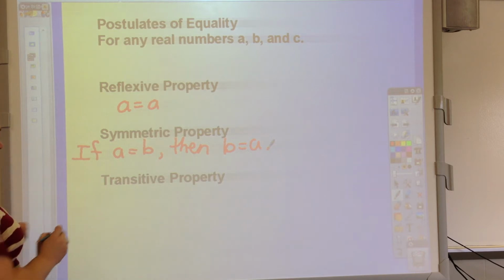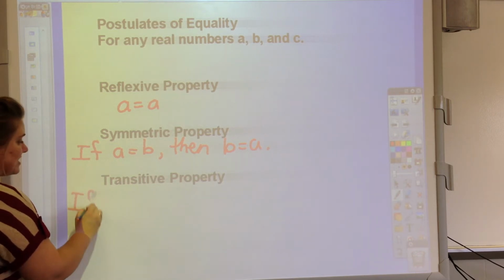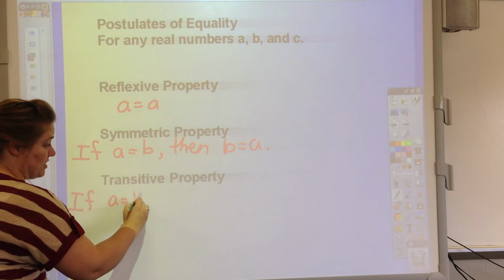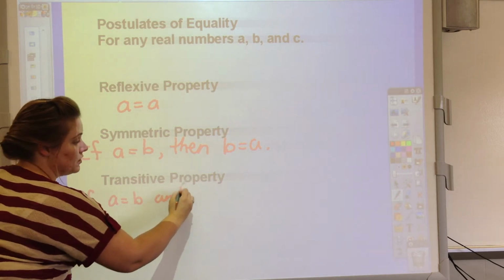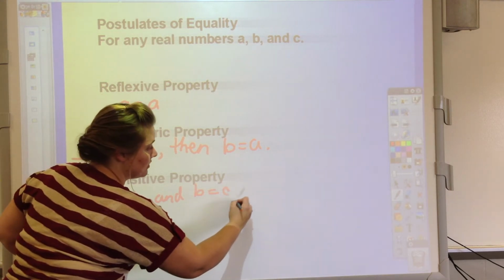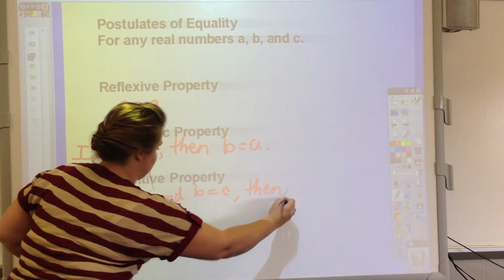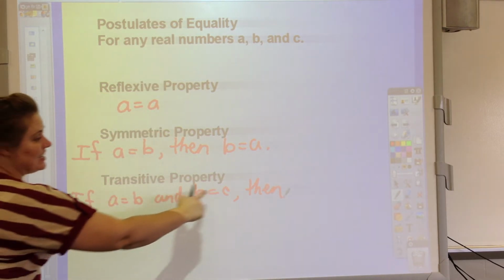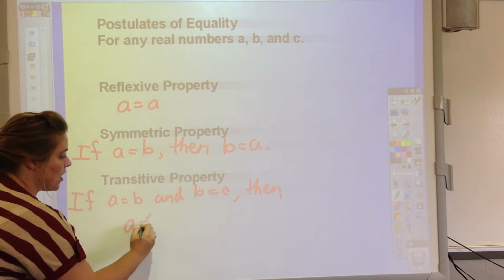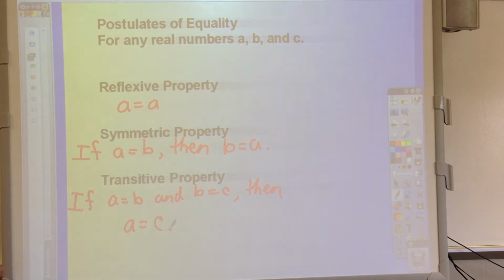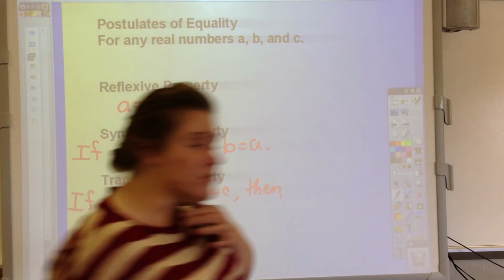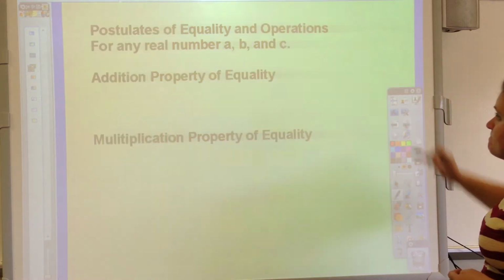The transitive property is a little bit longer. It says if A equals B and B equals C, then I can say that A equals C and skip that middle portion of B. So go ahead and write those properties down for me.